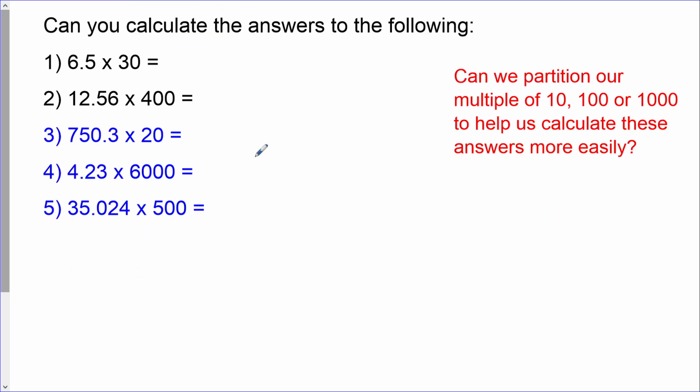So now I'd like you to pause the video in one moment so that you can have a go at questions number 3, 4 and 5, and then we will go through the answers. Remember to break down the question. So for example, 750 times by 30, how can we make 30 more simple? We could put it down as 10 times by 3, and therefore now we have a much more simple question.